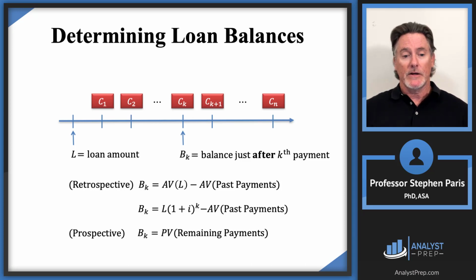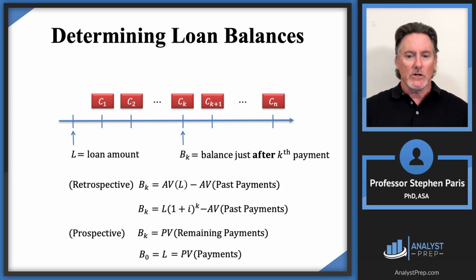Now, we can actually use this prospective method to relate the payments to the loan amount. The balance at time 0 is the loan amount, and it's just going to be the present value of the remaining payments. Well, at time 0, you have all the payments that are left to be paid. And so anytime you have a loan problem, the loan amount is just the present value of all the payments.